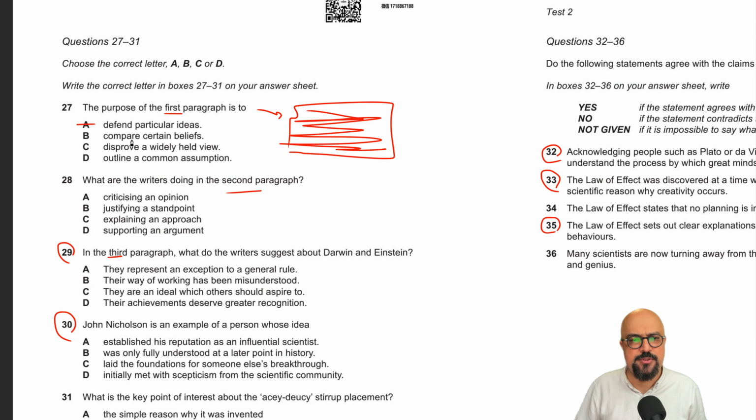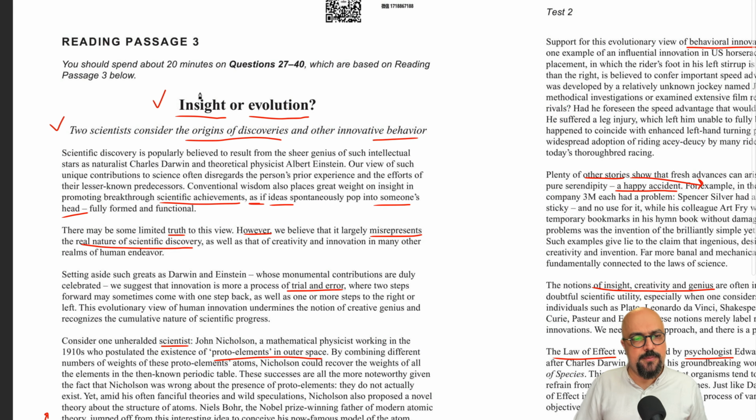Compare certain beliefs? There were no different beliefs or comparisons of them. Disprove a widely held view? That's a possibility, yes, maybe. Or outline a common assumption. For now, we have to choose between C or D because they both seem correct. Was it really disproving that?